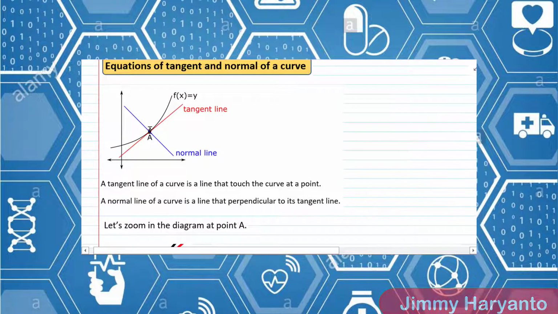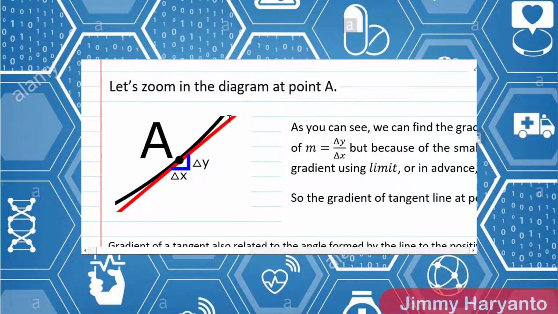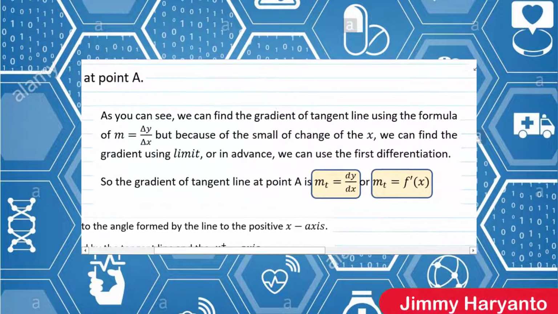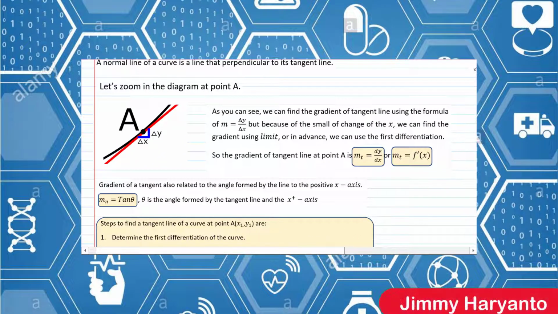Okay, next, let's zoom in on the diagram at point A. We have the tangent line and also the normal line at point A. If we take a closer look at point A, we have this tangent line, the red one, and as you can see, the gradient of the tangent line is delta y over delta x, or you can say y2 minus y1 over x2 minus x1 as usual. So we can find the gradient of the tangent line using the formula m equals delta y over delta x, the difference of y over the difference of x.